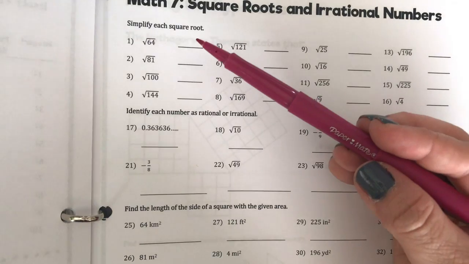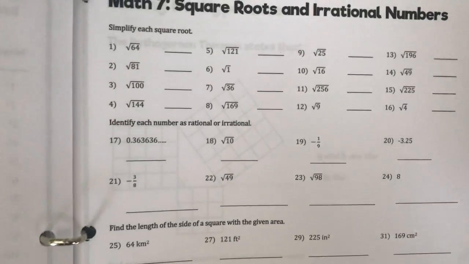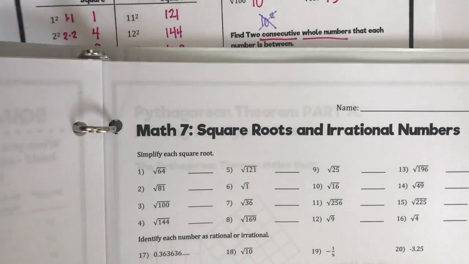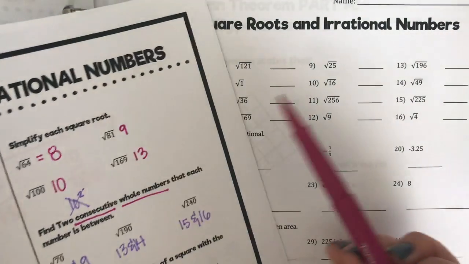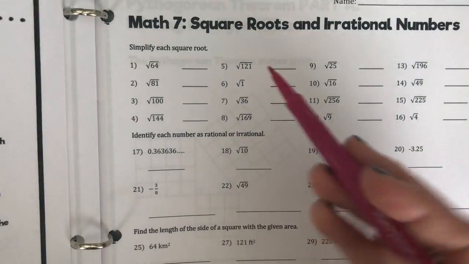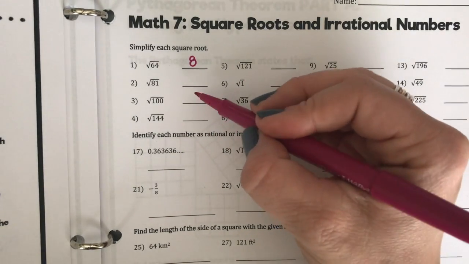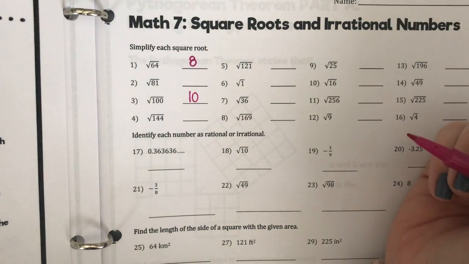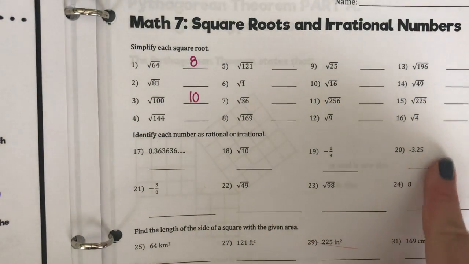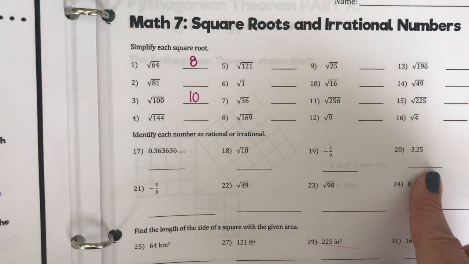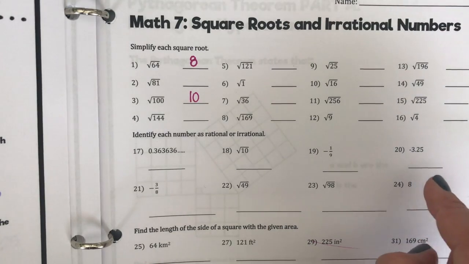On today's homework, all you have to do is go in here, and when it says simplify each square root, all that means is exactly what we did on the top part of your notes, right? Right here. Simplify each square root, simplify each square root. So the square root of 64 would be 8. The square root of 100, hey, I know that. That's 10. Okay, this section is R or I. Okay, so all you have to do is write R for rational or I for irrational.